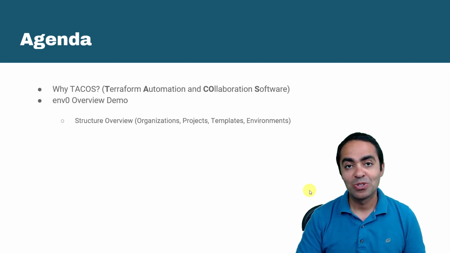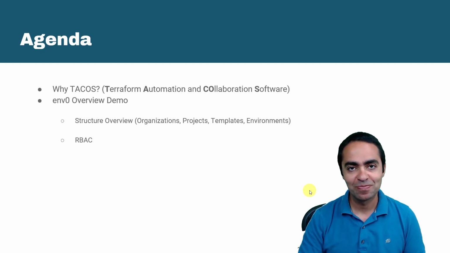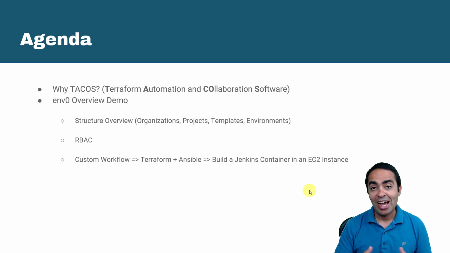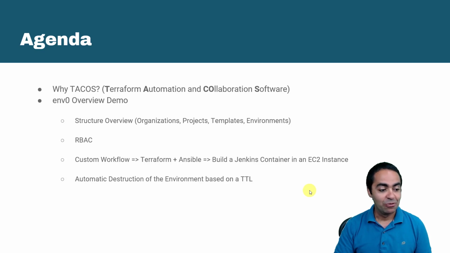In this demo, we're going to discuss the structure overview of env0, focusing on organizations, projects, templates, and environments. Then we're going to take a look at RBAC. Then we're going to look at how to create a Jenkins container inside of an EC2 instance by combining Terraform with Ansible, all that in a custom workflow inside of env0. And finally, we're going to take a look at the automatic destruction mechanism that can be created inside of env0, which I find very interesting, with a time to live.